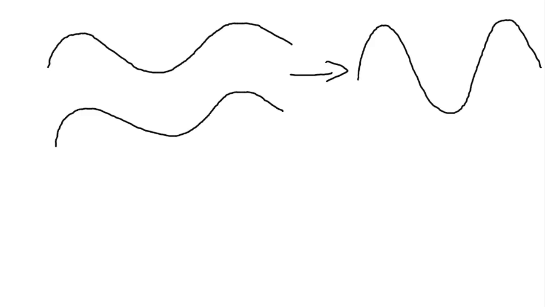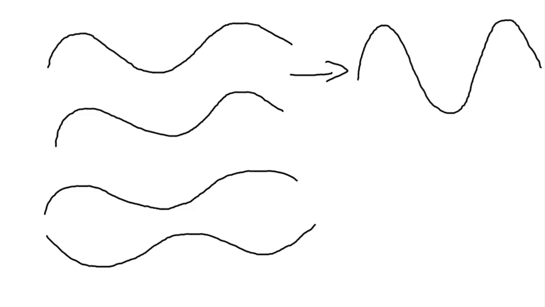If they're exactly out of phase, they're going to counteract each other and they'll end up making destructive interference, or cancelling each other out. So that's kind of the basis of Fourier transform.